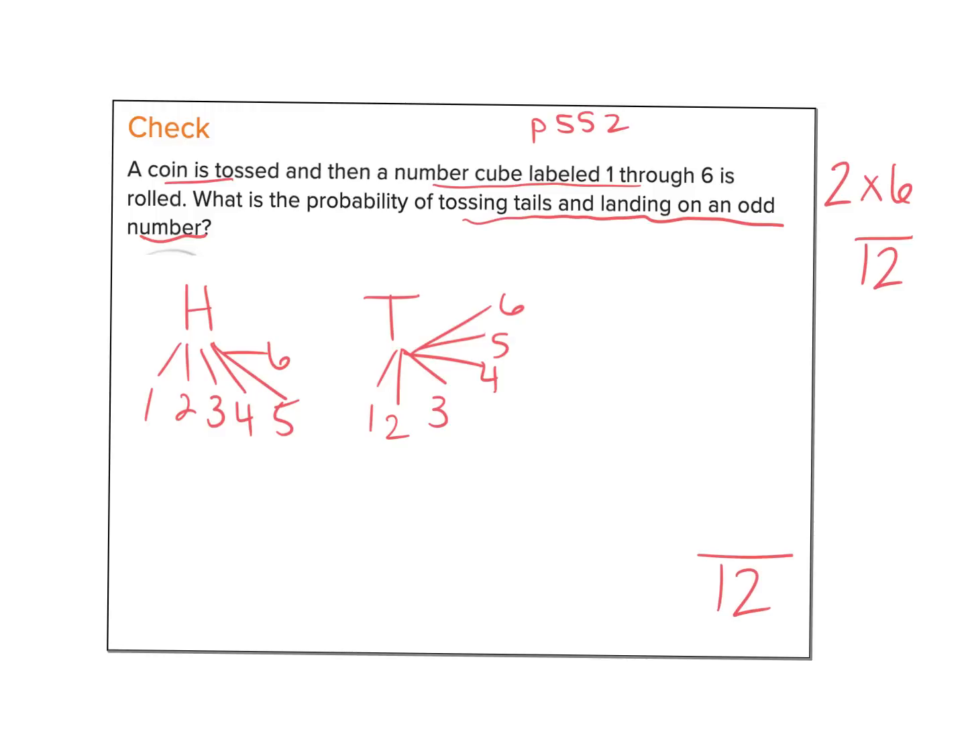Now I want to get, it looks like a tails and then an odd number. So I need to highlight or circle the ones that have tails and odd. Okay, so I could get tails, it's going to be over here.